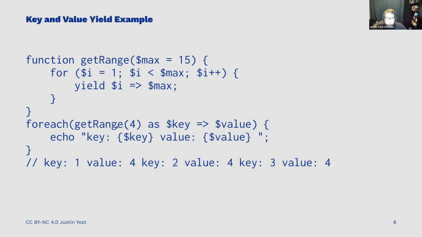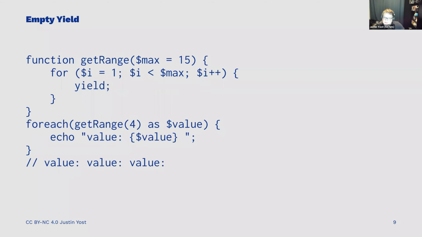Loop back around, we're calling get range again. That kicks us back into the function. I gets incremented by 1. 2 is less than 4. We go back around and we loop back around, right? And that loop just keeps continuing until we hit our max value.